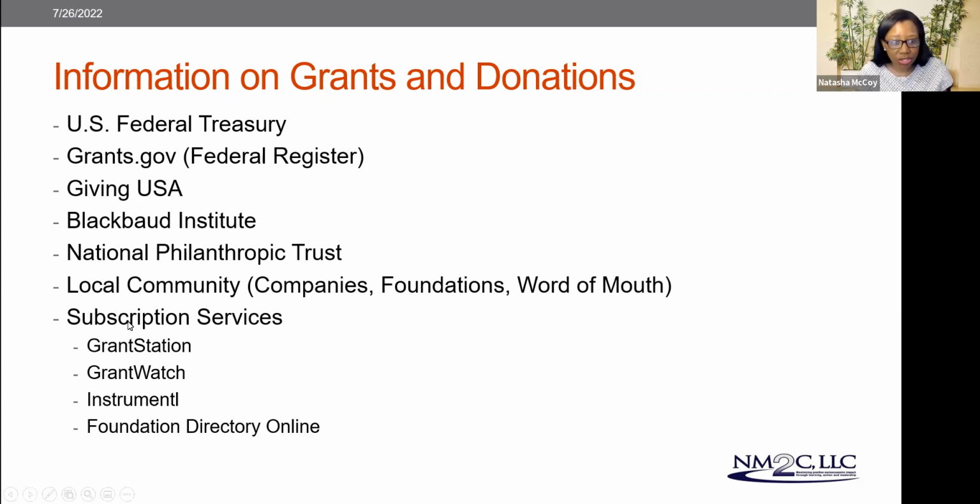And the subscription services offered, many offered right there, right where you are at the Revenue Resource Center. Subscription services: the Grant Station, Grant Watch, Instrumentl, and the Foundation Directory Online. But these are really great resources that you have access to as a member of the Institute for Nonprofit Excellence.